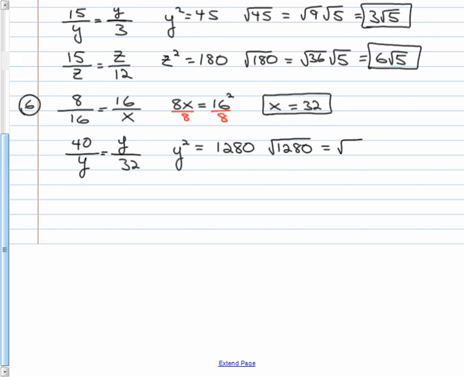5 times. Square root of 256 times square root of 5. What's the square root of 256? 16. 16 square roots of 5. Now don't give up hope if you did not think of 256. Maybe you thought of 64. You can still get there. We got there before. You just keep going until you have no more perfect squares.